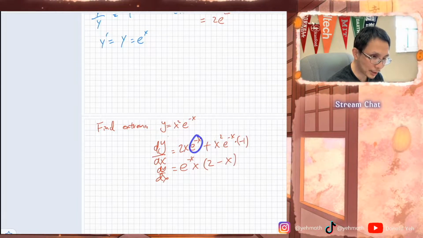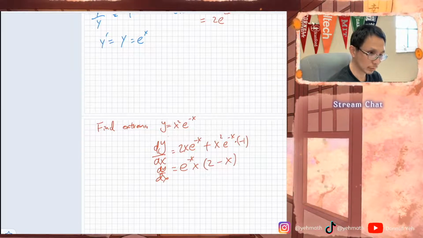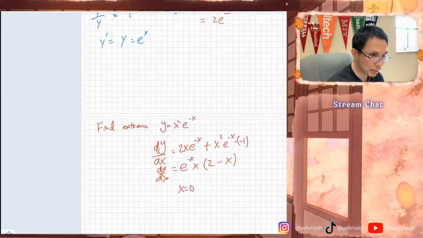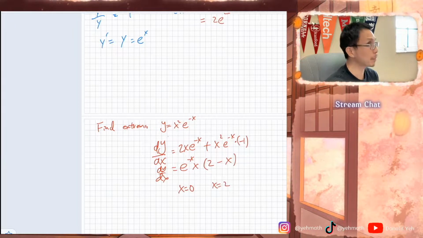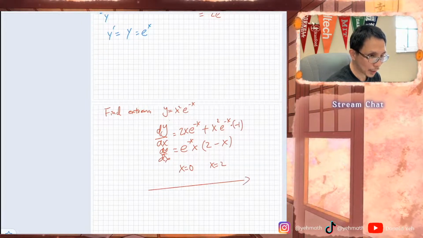Do they both have e to the negative x? Can I factor it out? Now you've got x equal to 0 and x equal to 2. Two things happen there. They are probably a minimum and a maximum. You have to do number line tests on it, right?